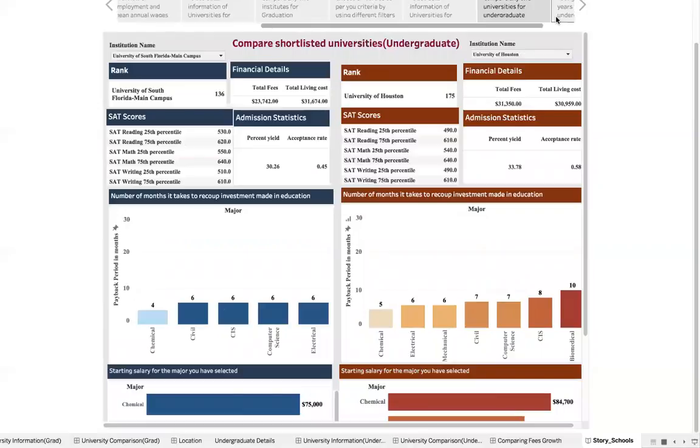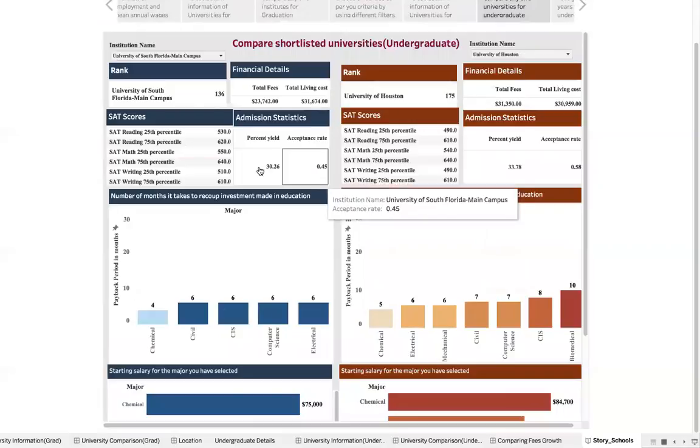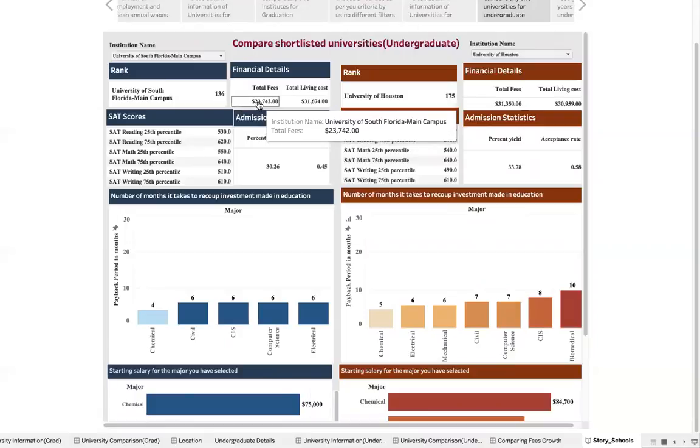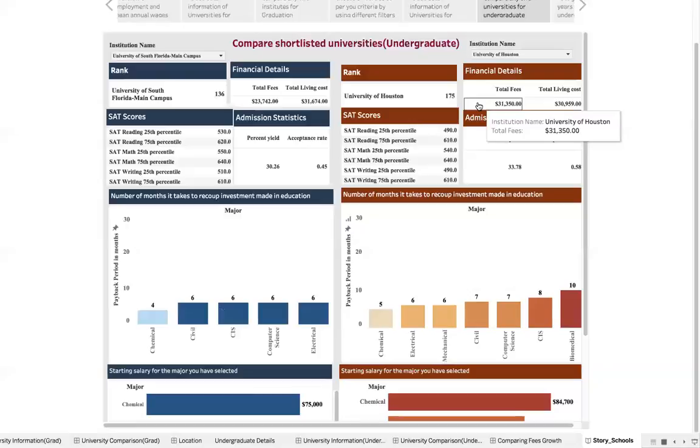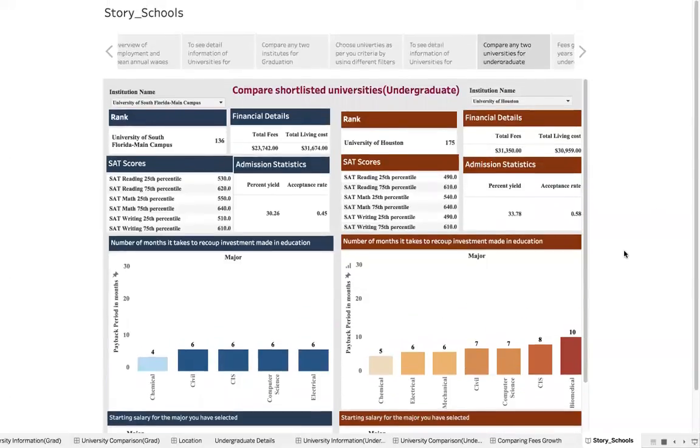Now again, let's say Bob has shortlisted a few of the universities and he wants to compare, then he can compare these two universities. Here we have selected University of South Florida and University of Houston for Bob. So here Bob can look over the ranking. We can see that the fees of University of South Florida are less as compared to the fees of University of Houston, and also the payback period is less.